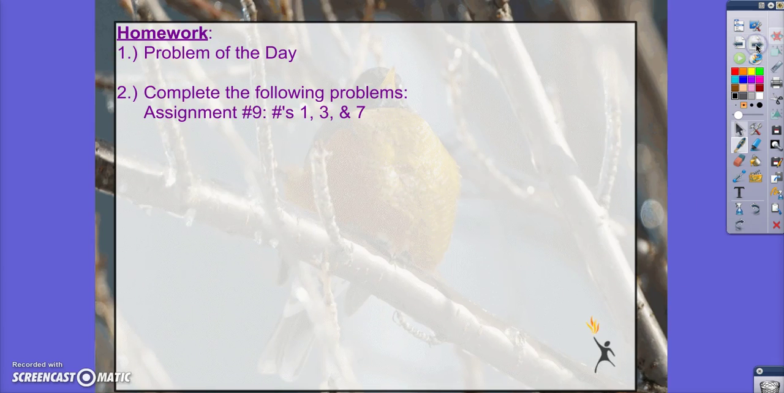So your homework for today is the problem of the day. Then I want you to complete these three problems on assignment 9, and then in class we will finish the rest of assignment 9.